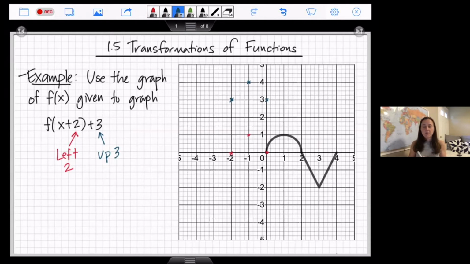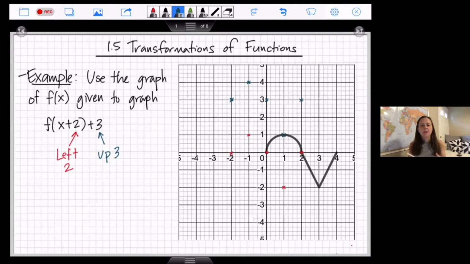So now let's take care of the V. So the bottom of the V, I'm going to take that point and move it to the left 2. That would put me there. And then up 3, 1, 2, 3. So the bottom of the V is going to be at the old top of the circle. And then the end of the graph over there on the right, we're going to move that to the left 2. And then from there, we move up 3.